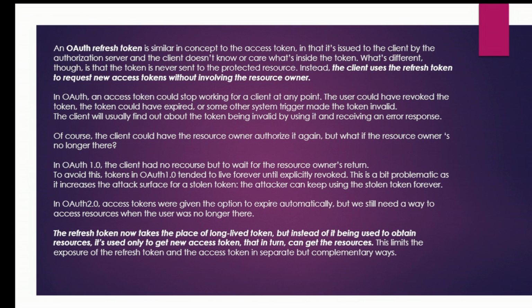Then in OAuth 2.0, access tokens were given the option to expire automatically, but we still need a way to access resources when the user was no longer there. So this problem is resolved in OAuth 2.0. The refresh token now takes the place of the long-lived token, but instead of being used to obtain resources, it is only used to get a new access token. That in turn can get the resources.